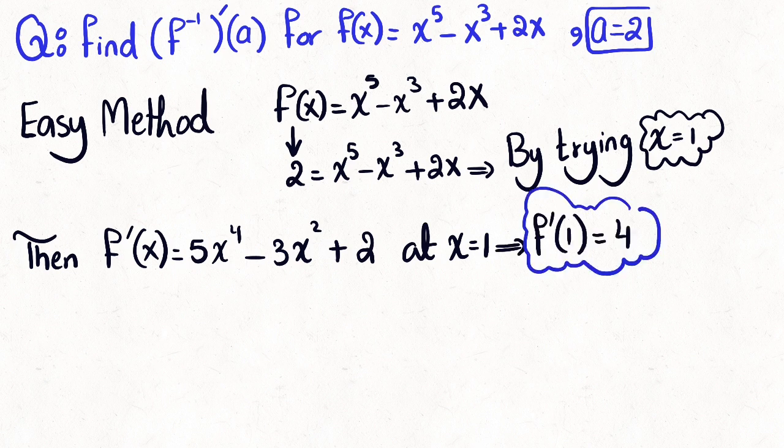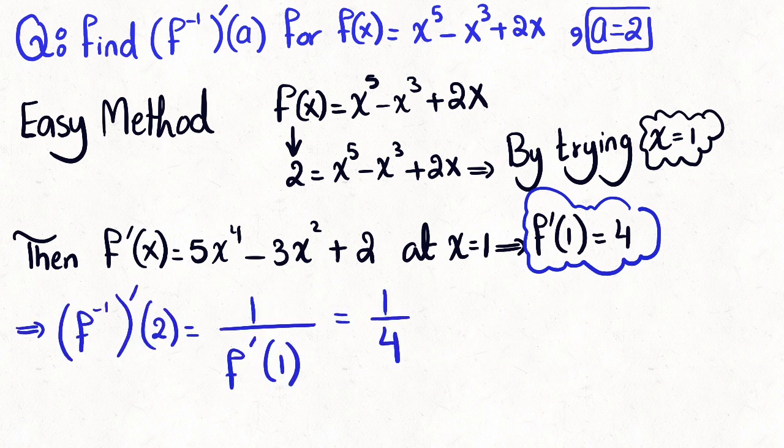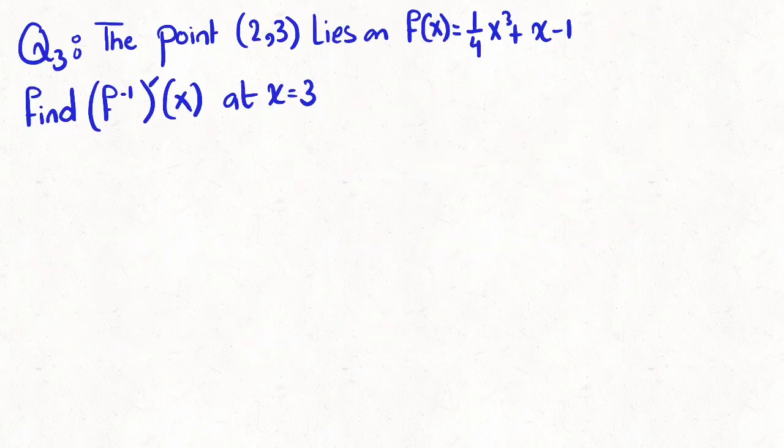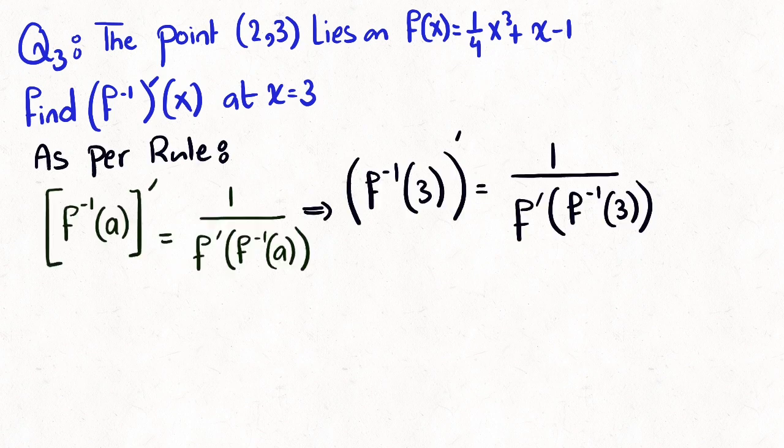Second step, you have to find the derivative and then replace 1. Thus, f prime at x equals 1 is equal to 4. Now, you use the rule of a derivative as illustrated in front of you, and the answer will be 1 over 4. In the coming example, you're given the point (2, 3), which lies on f of x. Now, we want to find the derivative of f inverse of x at x equals 3. Now, how would we do it? We will say, okay, fine.